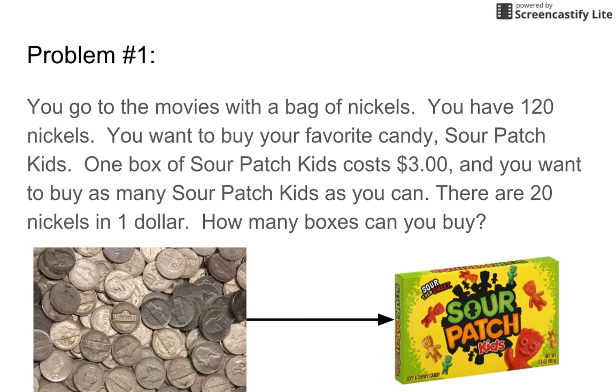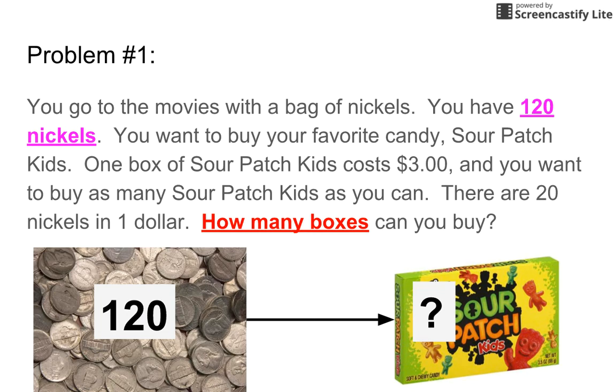There's a lot of information in this problem, so let's break it down. First, we notice that there's information given to us. We know that we're starting with 120 nickels, and we know that we're solving for how many boxes we can buy. There's also some really important information given to us in the middle of the problem. And these two pieces of information here in blue are what we're going to be working with in order to figure out how we can convert a number of nickels into a number of boxes of candy.